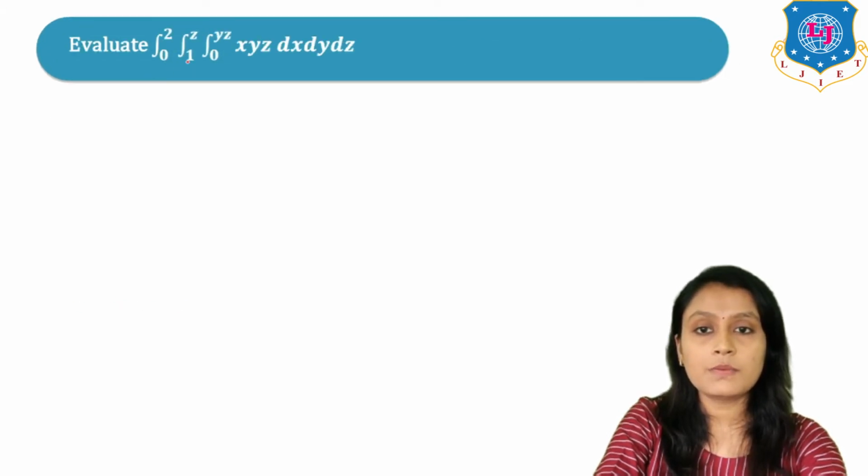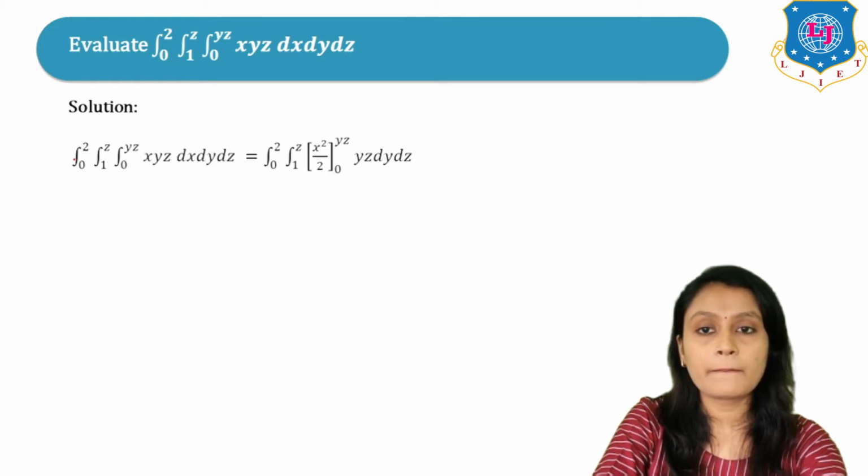Now let's begin with the example. Evaluate the triple integration 0 to 2, 1 to z, 0 to yz, x y z dx dy dz. So let's begin with the solution. Here the question is given.